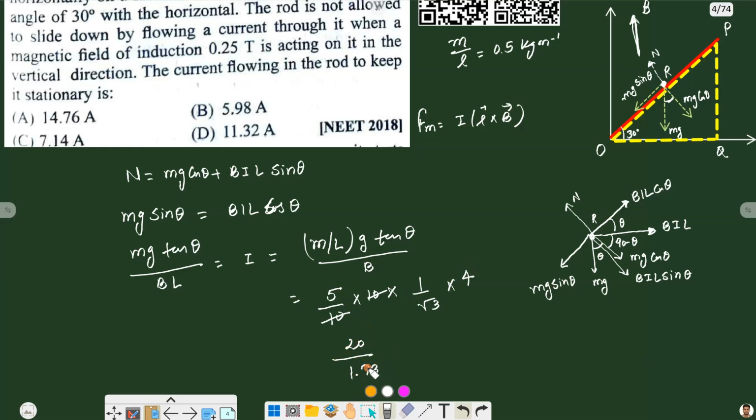So the answer will be less than 20, but will be more than 10, because if this denominator would have been 2, then 20 by 2 would have been 10. So it will be either 14.76 or 11.32, and after solving it comes out to be 11.56. That nearly resembles our option D, because we have approximated gravity here to 10, whose actual value is 9.8. So option D will be the right answer. Now moving to the next one.